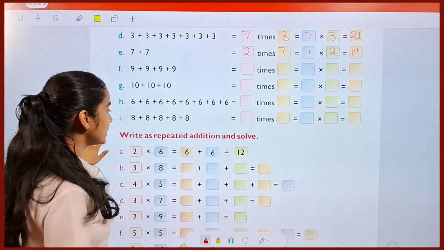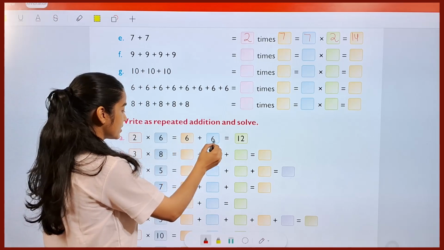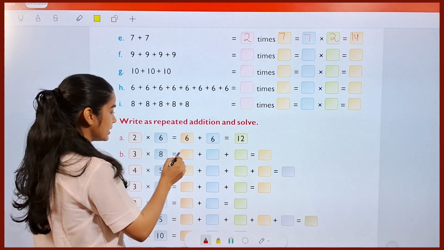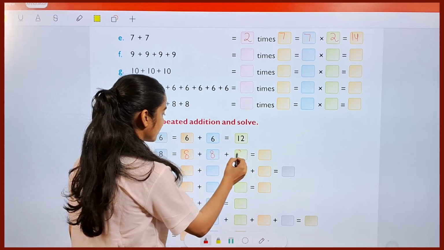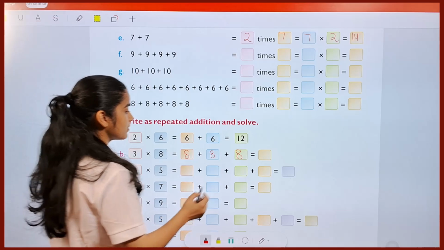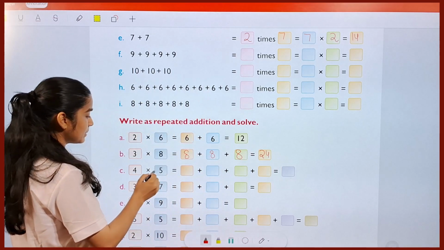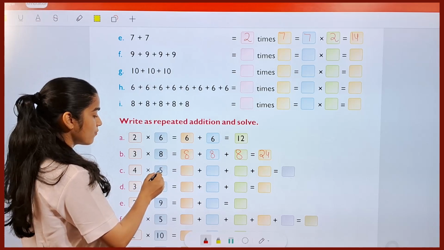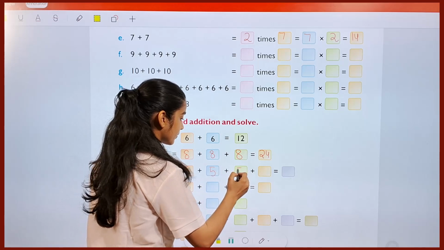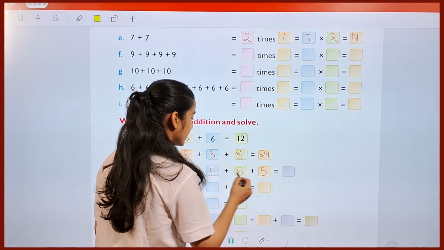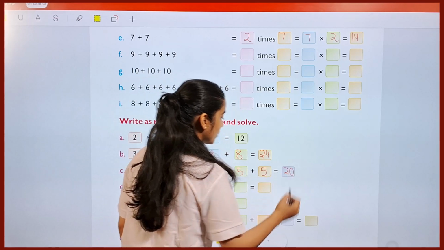Write as repeated addition and solve. 2 multiplied by 6 is 6 plus 6. 3 multiplied by 8 is 8 plus 8 plus 8, 3 times 8, which is 24. Now 4 multiplied by 5, which means 4 times 5. 5 plus 5 is 10, 5 plus 5 is 10. So the answer will be 20.